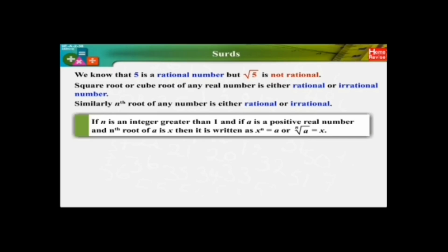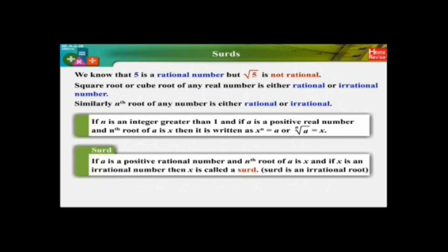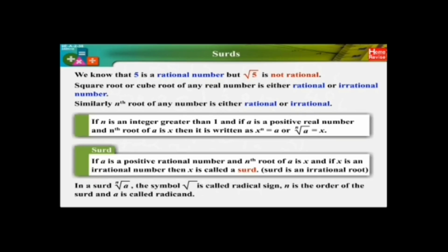a is x, then it is written as x to the power n is equal to a, or nth root of a is equal to x. If a is a positive rational number and nth root of a is x, and if x is an irrational number, then x is called a surd. Surd is an irrational root.